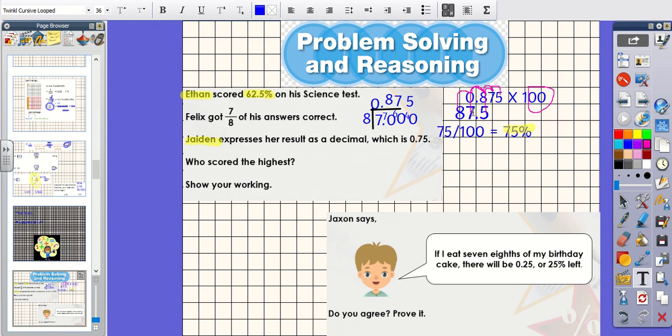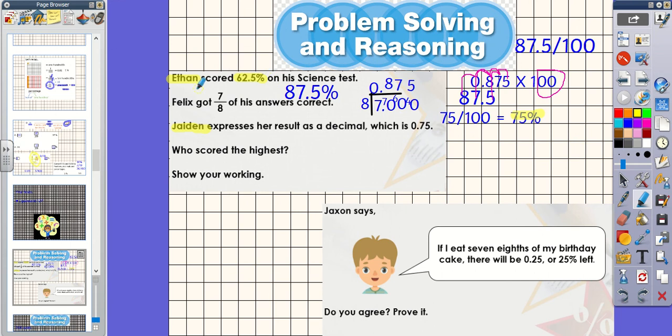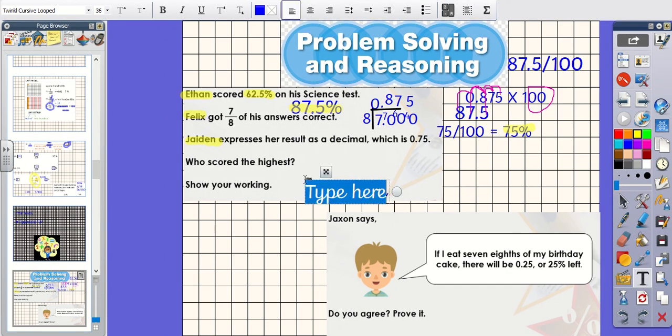Okay. So 87.5 is the same as 87.5 out of 100. So with that knowledge, I can then get my percentage is 87.5%. So let's put that next to Felix, which is there. So Ethan, 62.5. Felix, 87.5. Jaden, 75%. Who scored the highest? So the highest would be Felix, okay? And where it says show your working, that would be all of your working.